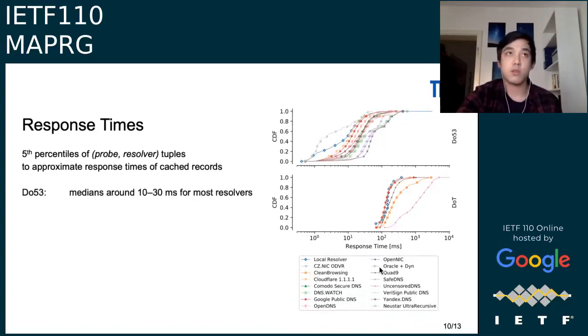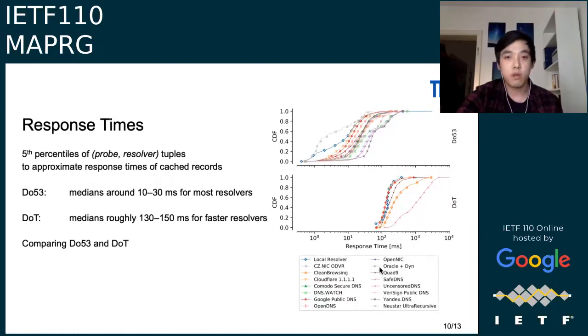And for traditional DNS, we can see that the medians are around 10 to 30 milliseconds for most of the resolvers, whereas for DOT, medians are roughly 130 to 150 milliseconds for the faster resolvers, going up to more than 200 milliseconds for some of the slower resolvers, and in this case, uncensored DNS is an outlier again at 1 second for median.